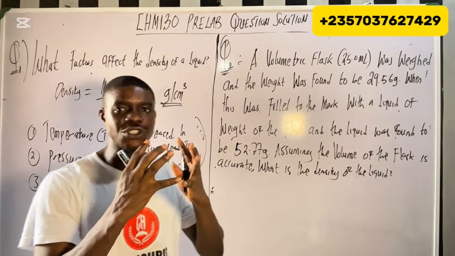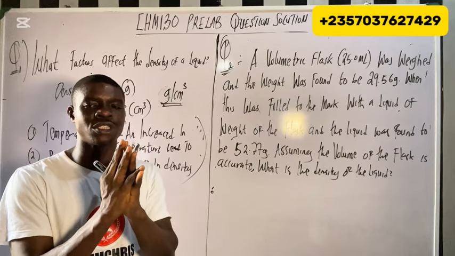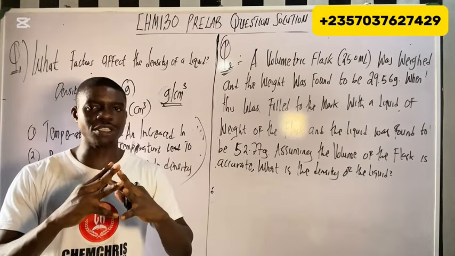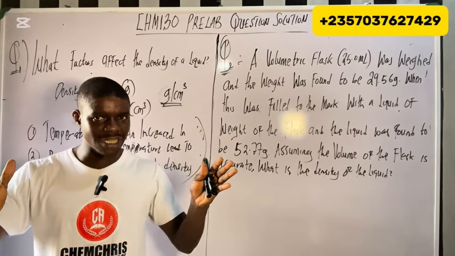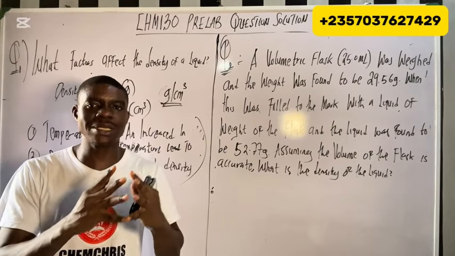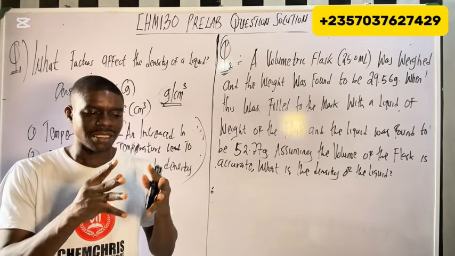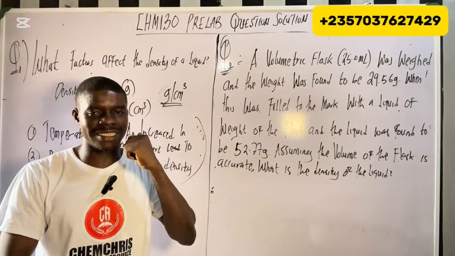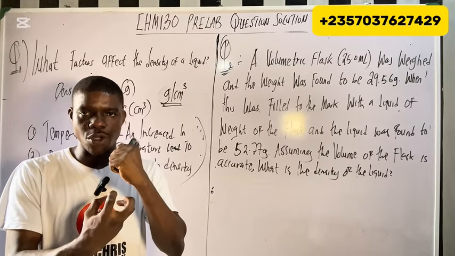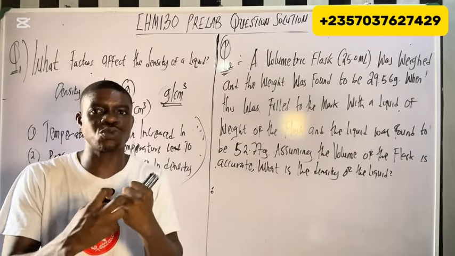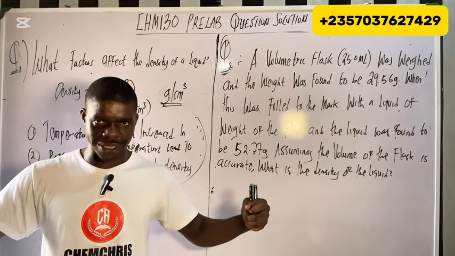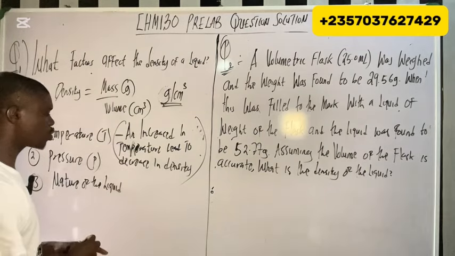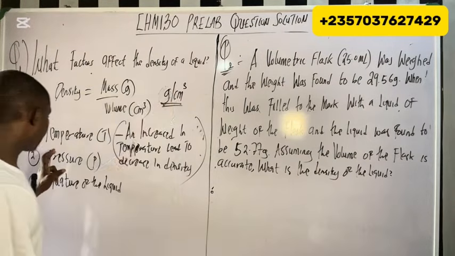Why? If you increase the temperature, the substance will expand. That expansion leads to an increase in volume. Because the volume increases, there will now be space, so the density will reduce. Remember, density tells how tightly the substance is packed. If you increase the temperature, the substance expands and is no longer tightly packed. So an increase in temperature will cause a decrease in density.